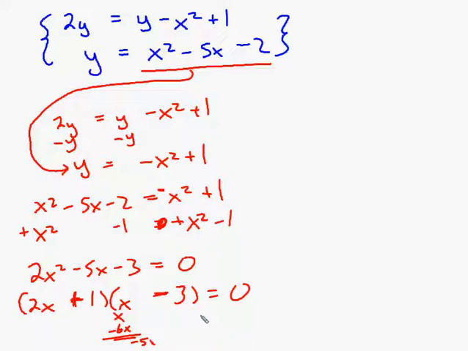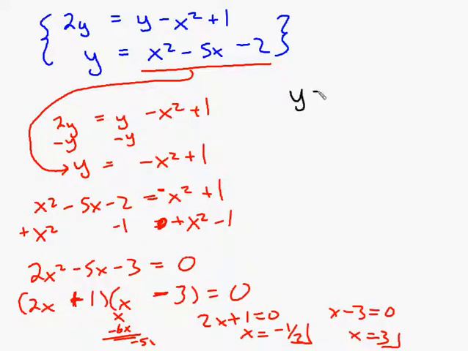So my two answers then, 2x plus 1 equals 0, or x minus 3 equals 0. And I solve both of those and I get x equals negative a half, or x equals 3. And then I put those back in one at a time. I'm going to use this second equation right here. So y equals negative 1/2 squared minus 5 times negative a half minus 2.